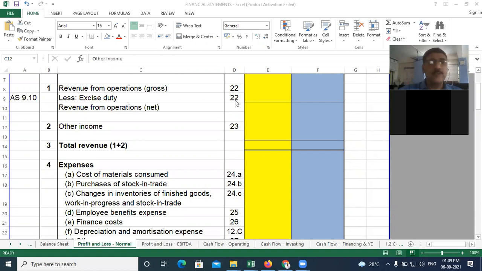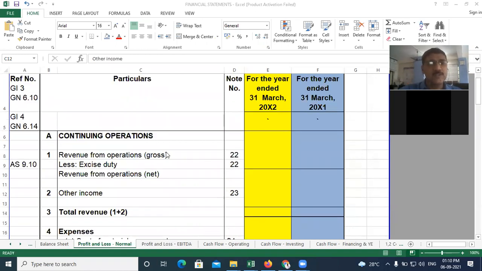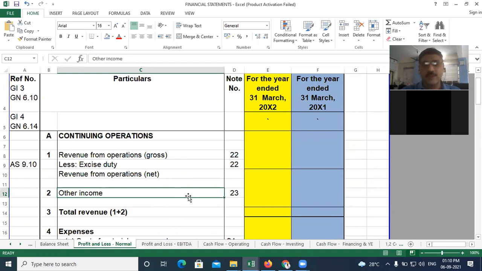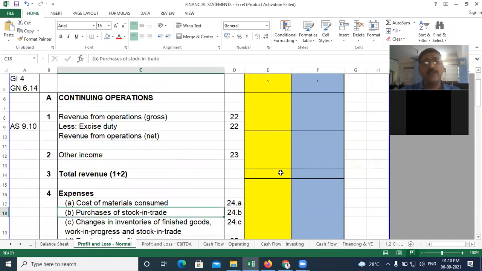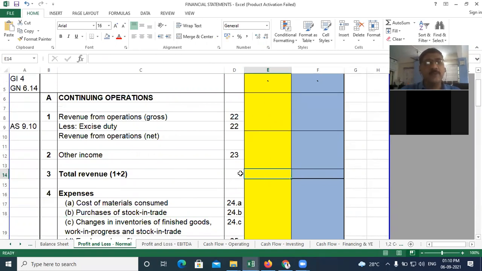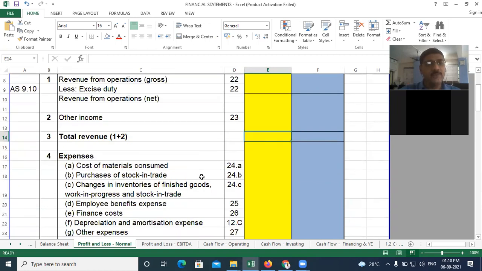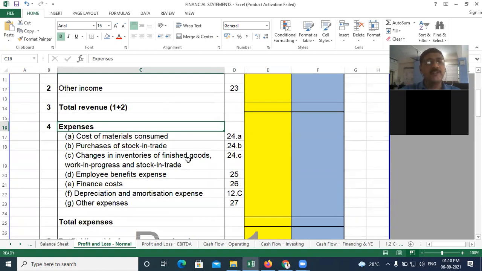So in the profit and loss account, what we have just seen is that the first part is your main income, revenue, and second is your other income. So 1 plus 2, that is total revenue. So how much money you have earned by way of sale of goods and other income added up together becomes your total revenue. Now from this total revenue, we are going to deduct the expenses.